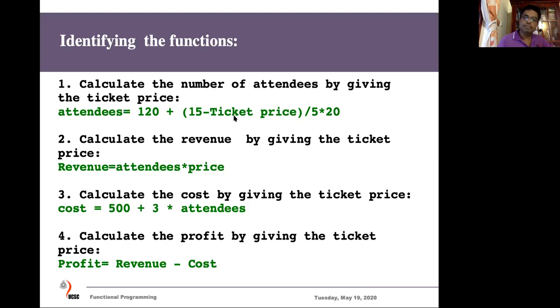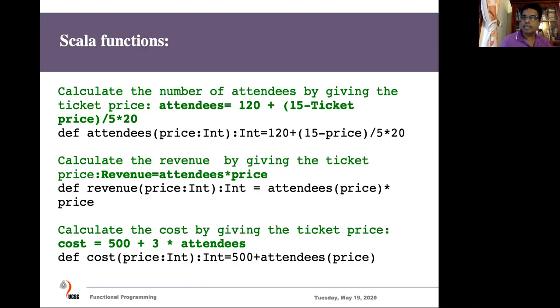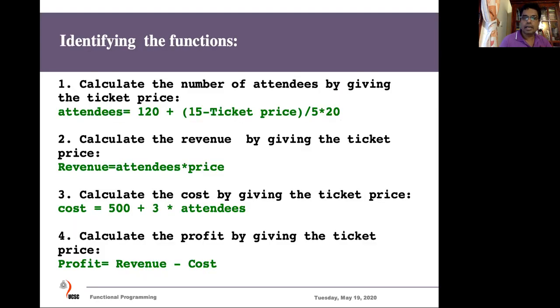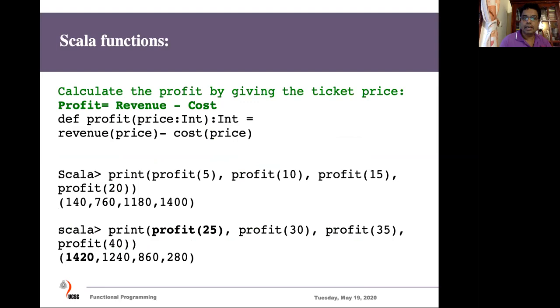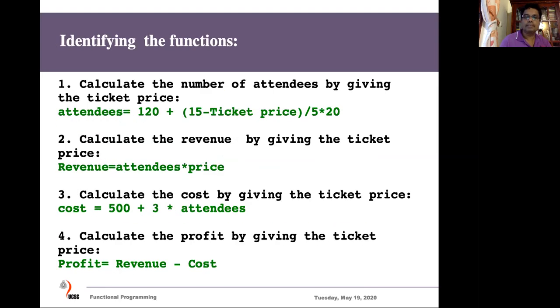So similarly, if we increase the ticket price by, let's assume, 20 rupees, then 15 minus 20 is minus 5, minus 5 divided by 5 is minus 1, multiplied by 20 is minus 20. So we decrease the number of attendees by 20. So you see, this simple equation gives the number of attendees when we input the ticket price, right?